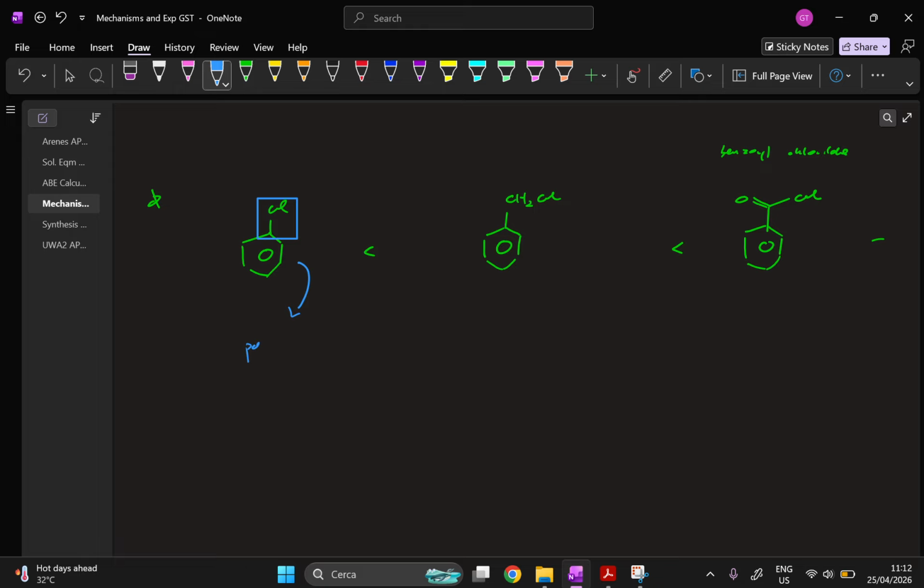Why? Because it has partial double bond character owing to the delocalization of the lone pair of electrons of the Cl into the benzene ring. We know about the delocalization phenomenon from phenol and how that affects acidity, so I'm not going to elaborate on that here. But yes, partial double bond character, and therefore this is the strongest C-Cl bond and therefore cleaves least easily. That's why this has the lowest rate of hydrolysis.